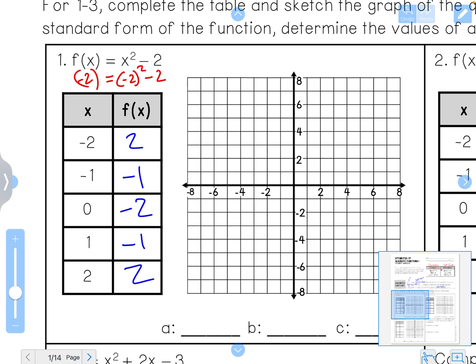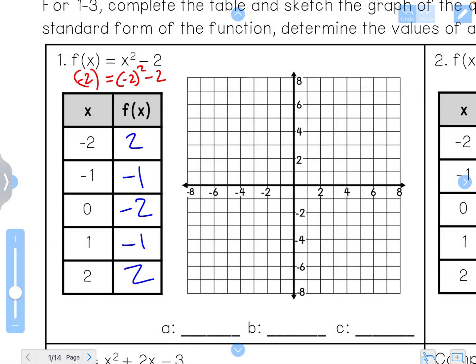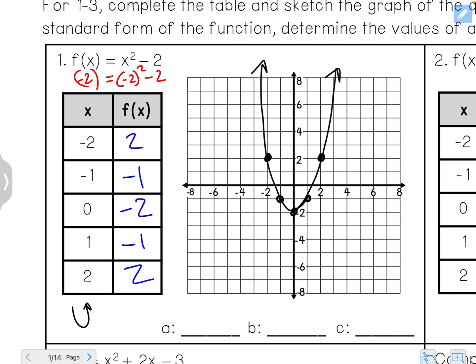So now we need to graph these. So I'm going to start with (-2, 2), (-1, -1), (0, -2), (1, -1), and then (2, 2). And then I'm going to keep drawing my graph up. And so this is what we mean by a parabola. Our parabola has a U shape.